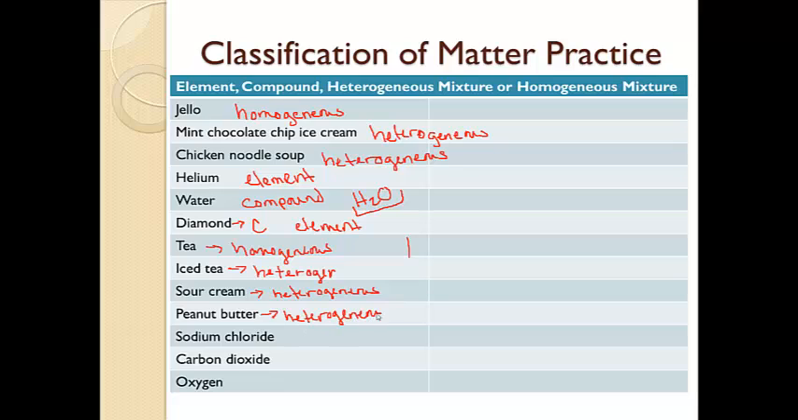Sodium chloride is actually table salt, and that's a compound. Carbon dioxide is what you exhale, and that's also a compound. And finally we have oxygen. That is considered an element because it's right off the periodic table.